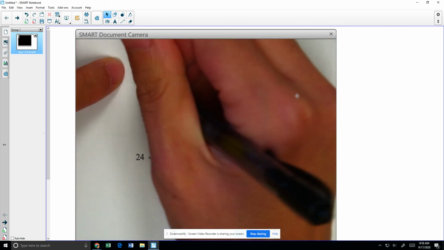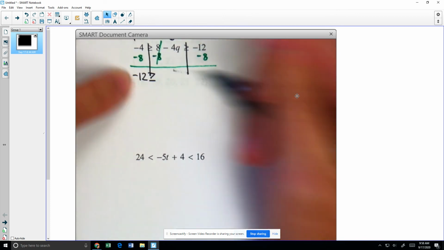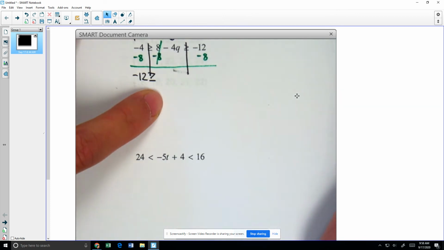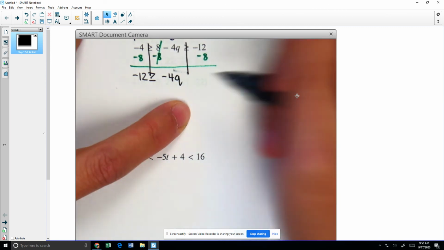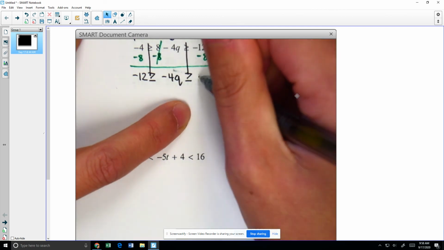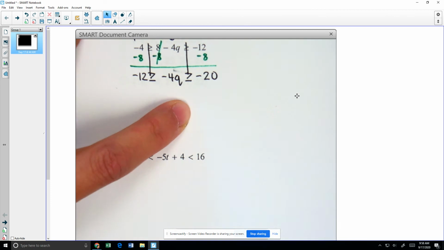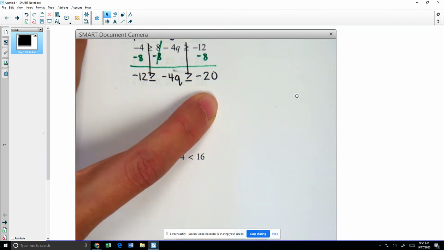Okay, so -4 minus 8 is -12. I have my same symbol because I didn't multiply or divide by a negative. I have negative 4q left over in the center. I still have the same symbol because I didn't multiply or divide by a negative. And then I have negative 20.